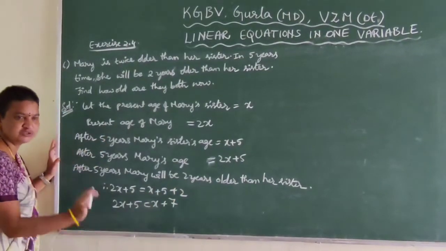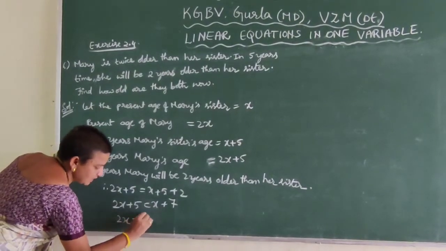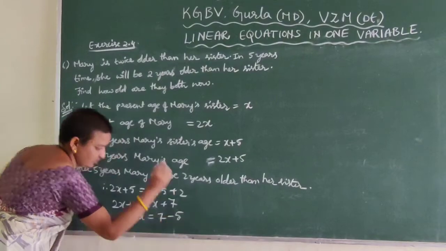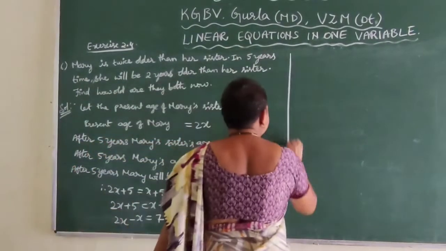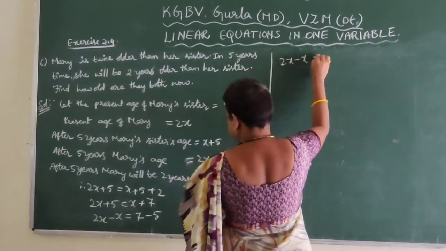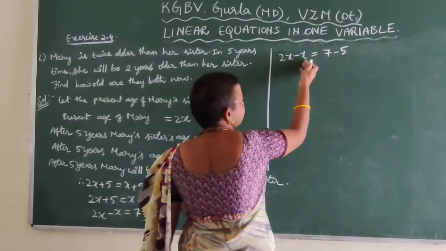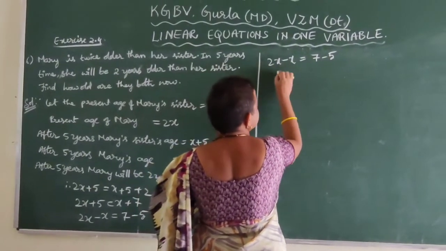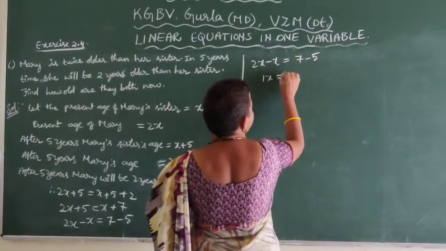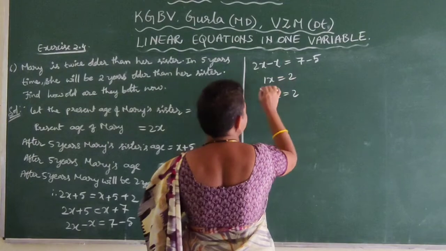You have to transpose the terms. So the x on the right side becomes minus x on the left, and the 5 on the left becomes minus 5 on the right. So 2x minus x is equal to 7 minus 5. You have to subtract 1 apple from 2 apples, that means we get 1 apple. 1x is equal to 7 minus 5, which is 2. So the value of variable x is equal to 2.